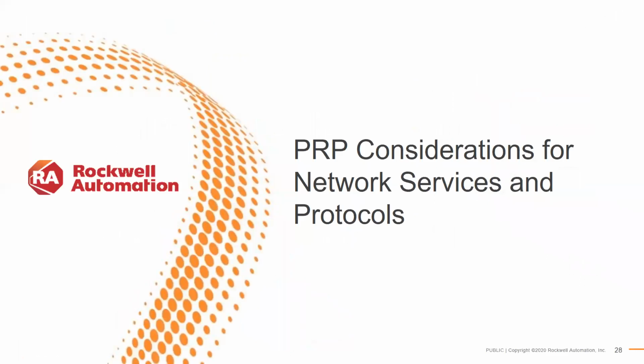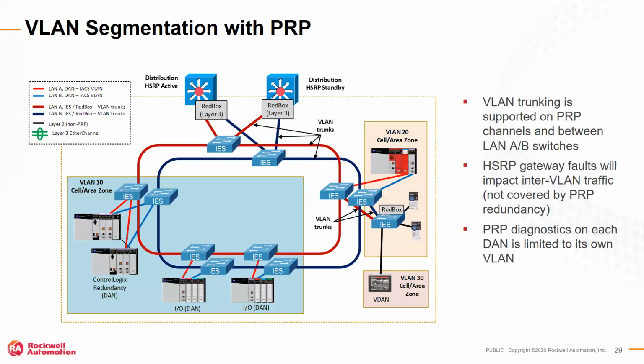Moving on, we're going to talk about some other network services and protocols and how they work with PRP. The first service we'll talk about is VLAN segmentation. I think this is a really good slide. It gives you an idea of what will become a popular PRP architecture, the dual ring inside your control and IO. It's also connected to the larger CPWE network through your distribution switches.